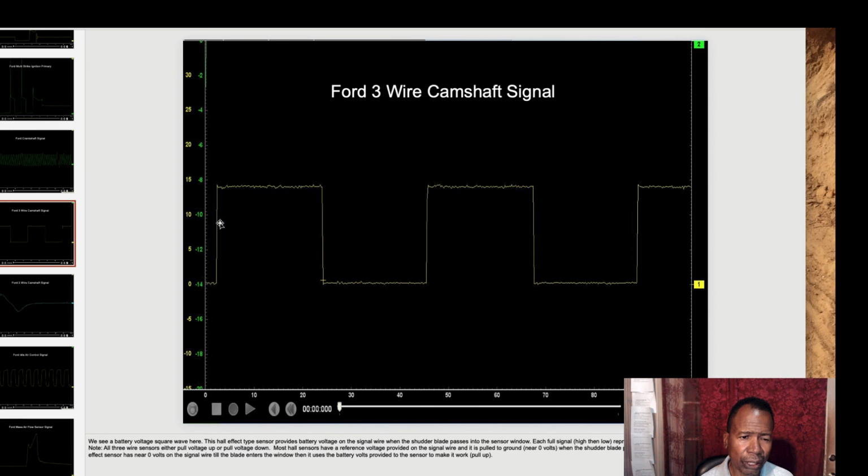Now what you're looking for is a nice pattern, what you see here. So this is a known good waveform. And remember, a Hall effect has 3 wires, and a permanent magnet has 2 wires. Now I have seen permanent magnet with 3 wires. The 3rd wire is like a shield for noise. Alright, let's go to the next one.